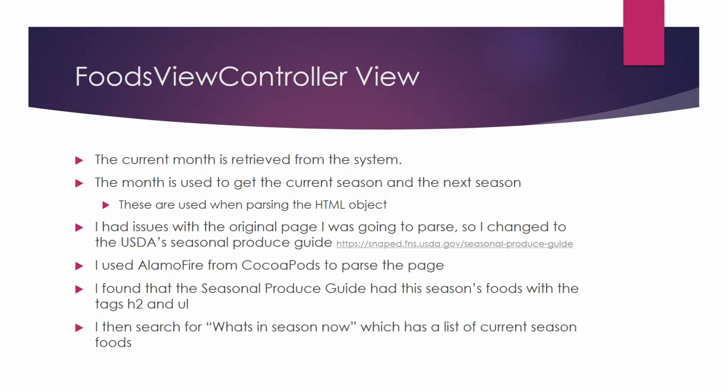So I originally was using a seasonalfoods.org page to parse to get the HTML. However, I had a lot of problems with that, and I changed to the USDA's Seasonal Produce Guide. I used Alamofire from CocoaPods to parse the page, and I found that the Seasonal Produce Guide had each season's food with the tags H2 and UL. I then searched for what's in season now, which has a list of current in-season foods.